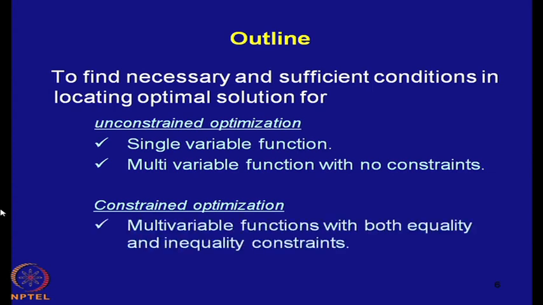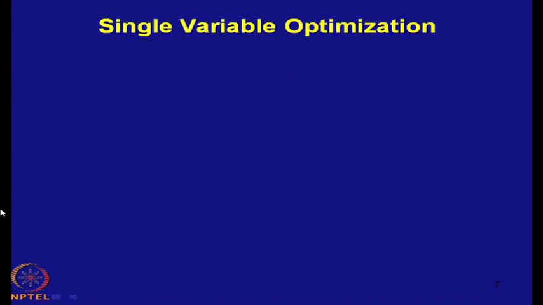And for the constrained optimization problem, we will deal with two kinds of situation: a multivariate function with inequality constraints, and a multivariate function with both equality and inequality constraints, which is the more general form mentioned here. That is why we will look for necessary and sufficient conditions for locating the optimal solution for unconstrained and constrained optimization problems. Today I am dealing with the single variable unconstrained optimization problem, and we will learn the classical optimization technique to find the optimal solution for it.